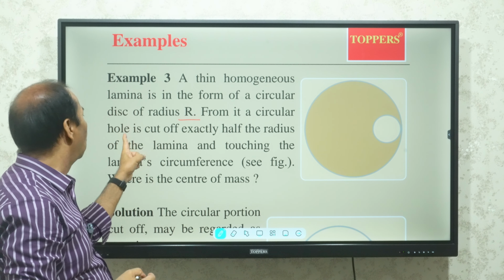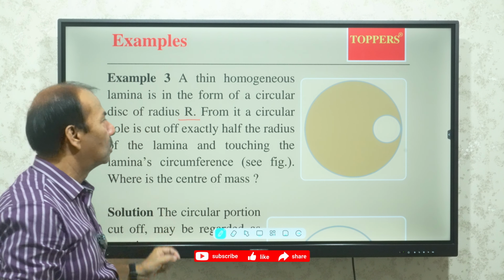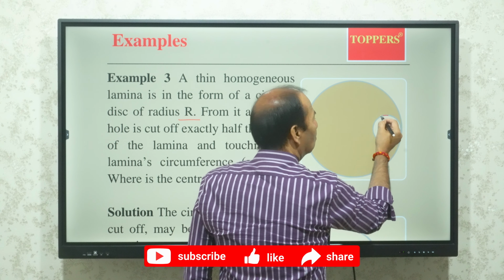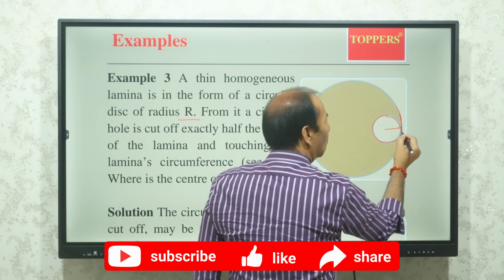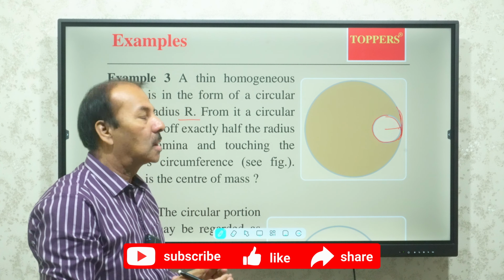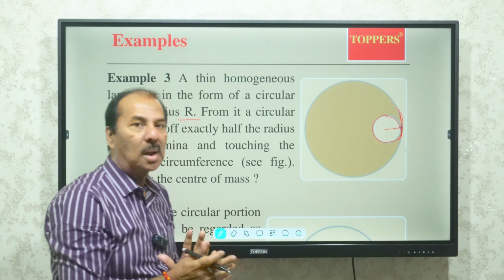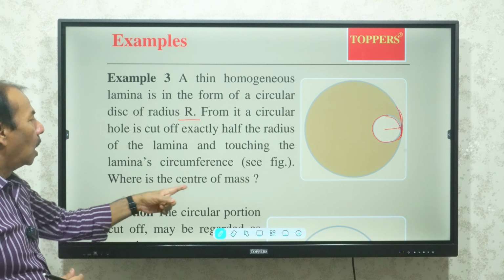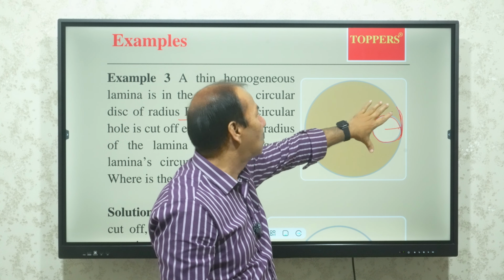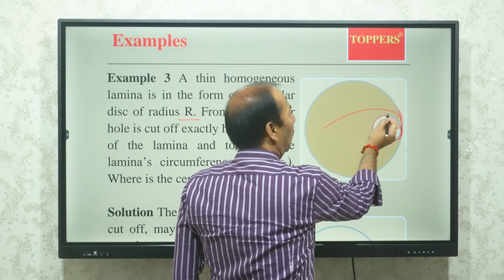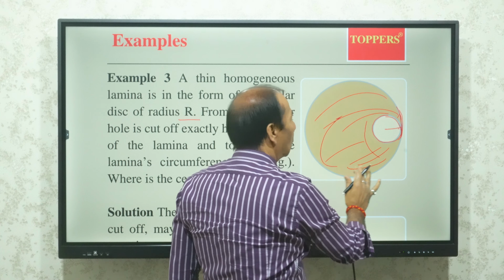Now from this, a circular hole is cut off exactly half the radius of the lamina. So here it has been taken off and it touches the circumference. One side is touching the circumference. Radius of this is capital R, and radius of this is R by 2. That is given. Where is the center of mass of the remaining part? Because it has been taken out, obviously only this part is remaining. So we have to calculate the center of mass of the remaining part.